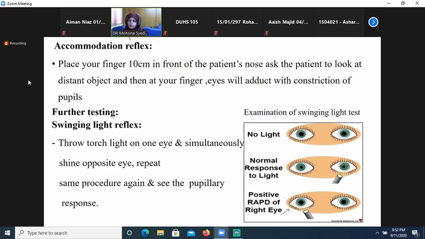Then we have the accommodation reflex. This is part of the third nerve, but done with the pupils. We place a finger 10 centimeters in front of the patient's nose and ask the patient to look at a distant object, any point on the wall. Then you ask the patient to look at your finger immediately. What happens? The eyes will adduct and there will be constriction of the pupil. This is known as the convergence reflex.